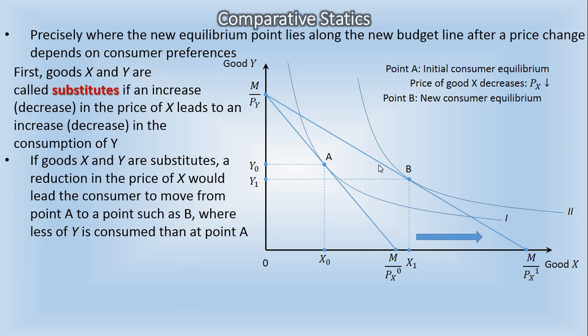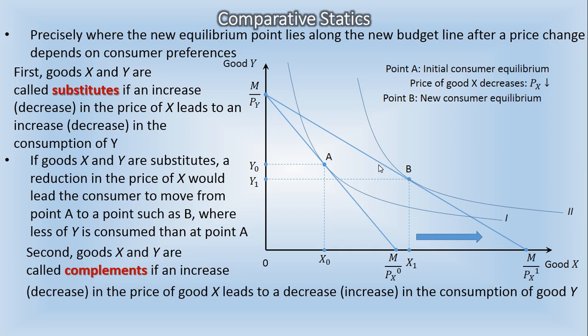So if goods X and Y are substitutes, a reduction in the price of X would lead the consumer to move from point A to point B, where less of Y is consumed than at point A. A second possibility is that goods X and Y are complements, and that happens if an increase in the price of good X leads to a decrease in the consumption of good Y. So the opposite happens as well if they're complements. If there's a decrease in the price of X, as we just saw, there's a decrease in the consumption of good Y. I'm sorry, an increase in the consumption of good Y.